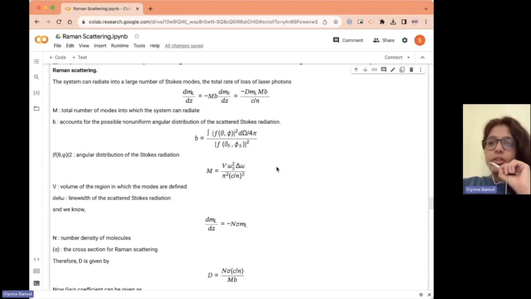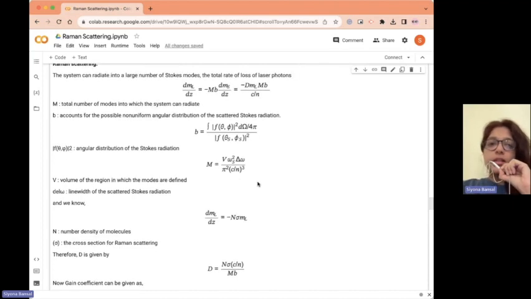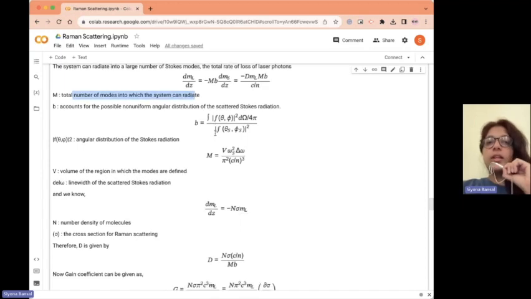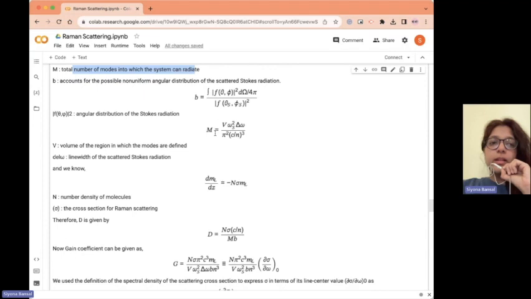So the spatial change of ml can be written in two ways. One, by seeing it from the point of view of ml changing because of the loss because of Stokes mode radiations. So this is by accounting for the possible non-uniform angular distribution of Stokes modes and the total number of modes into which the system can radiate. Another one is by seeing it from the point of view of cross section, on how much area is exposed to the laser radiation which we are using.